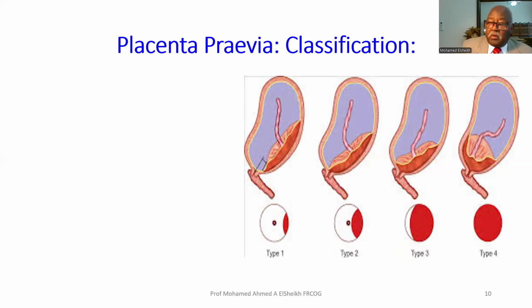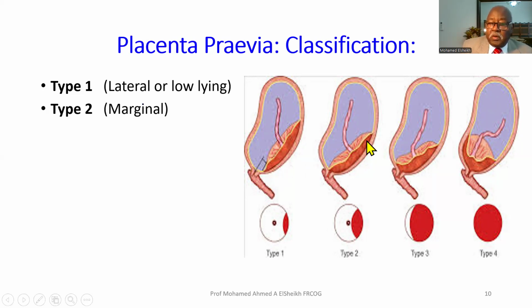So how do we classify it? We put it into 4 types. Type 1, it is lateral or just lying in the lower uterine segment. This is type 1, you say. Lying in the lower uterine segment is just type 1. Type 2, marginal. Lying in the lower uterine segment but does not reach the internal os. Type 3, partial. Reaches the internal os but does not cover it completely. This is the internal os, you can see here.